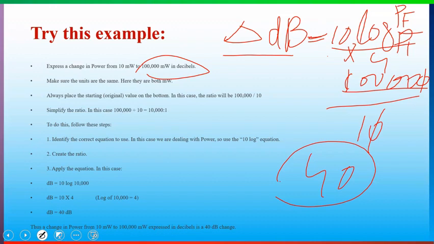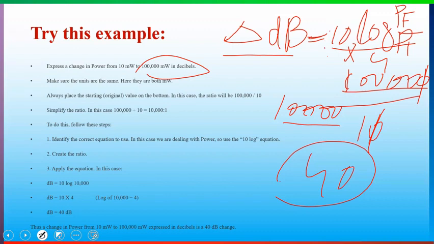So finally the power is 100,000, but initially it was 10, because there is an increase in the power of the sound wave. So final by initial is 100,000 divided by 10, which becomes 10,000. Now 10,000 has four zeros, it has four tens. Its scientific notation is 10 raised to the power 4. That's why its log will be 4.